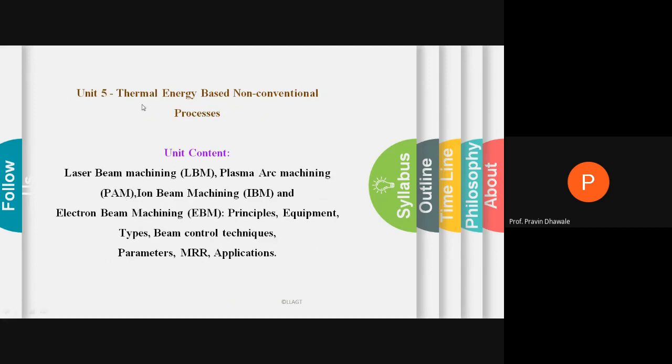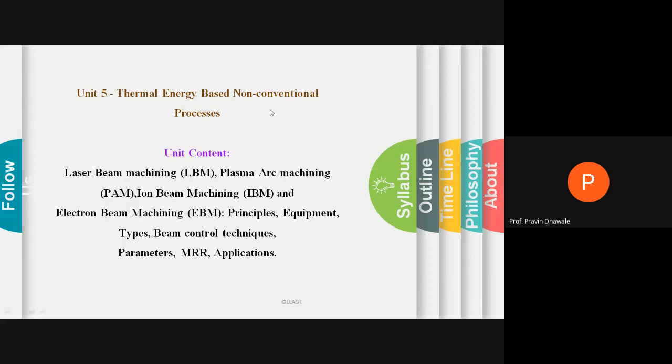The fifth chapter is the thermal energy based non-conventional process. The word thermal is related to heat. So in this process, we are generating heat by different means. You may use a laser beam, a plasma arc, an electron beam, or an ion beam in order to generate the heat. By using that thermal energy, we vaporize or melt the material in order to remove it from the workpiece.